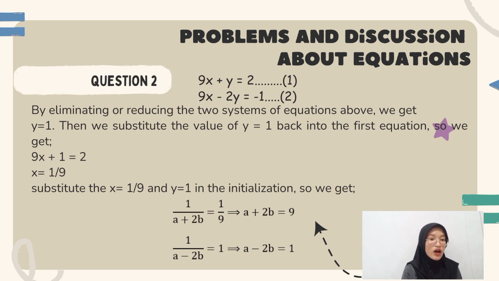Substitute x equals 1 over 9 and y equals 1 in the initial equation, so we get 1 all over a plus 2b equals 1 over 9. So a plus 2b equals 9, and 1 all over a minus 2b equals 1. So a minus 2b equals 1.